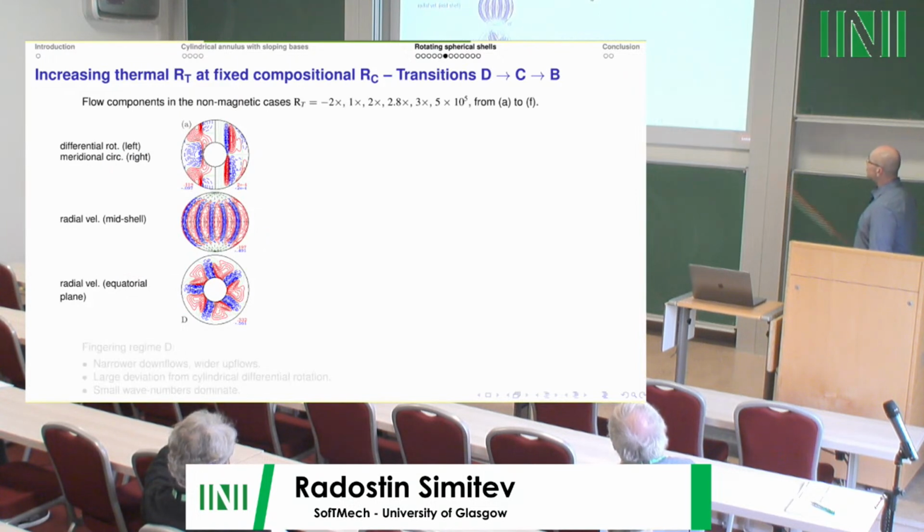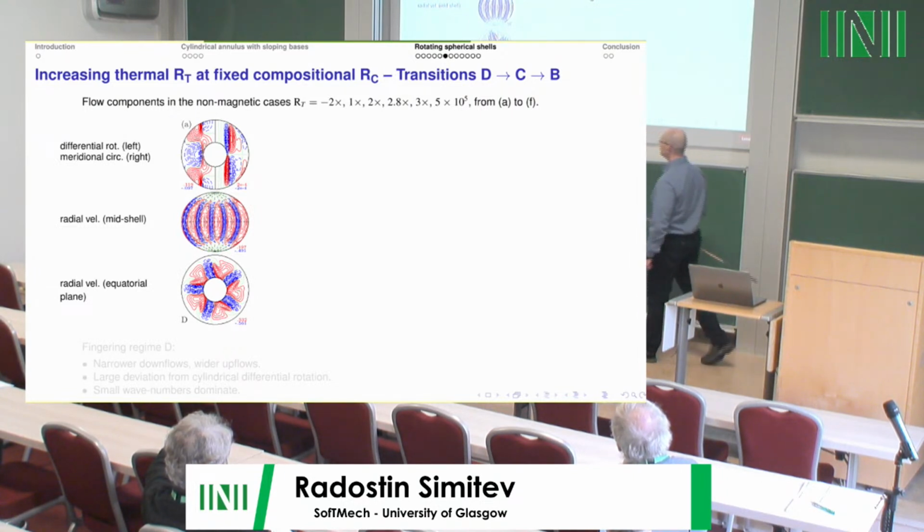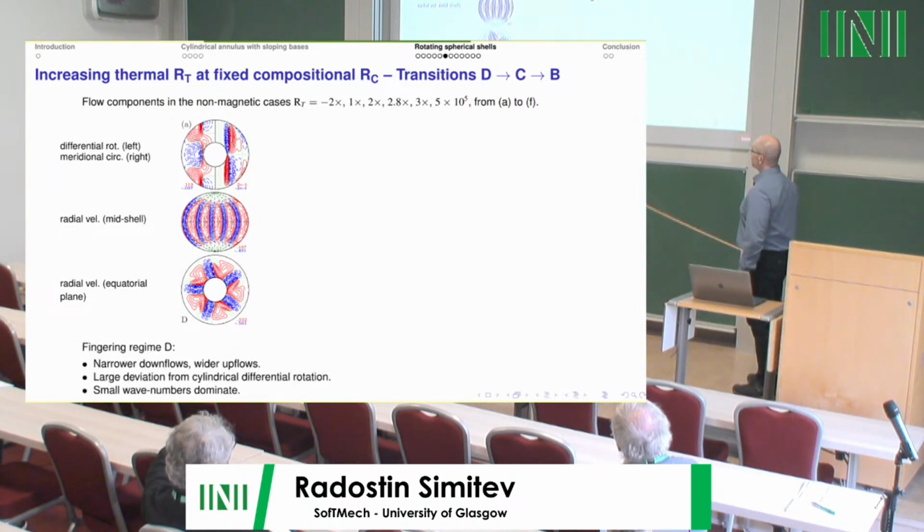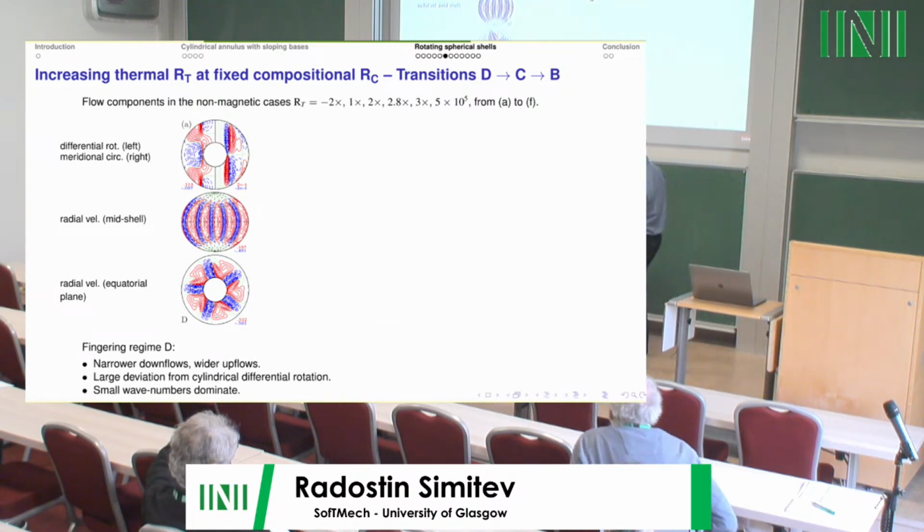Right, and what I'd like to do now is to illustrate some planforms and patterns of these convection and dynamo solutions. I'll do that by looking at plots of the differential rotation in this part of the meridional plane and the meridional circulation here to the right. I also look at the radial velocity on the spherical surface, at midshell, and in the equatorial plane in here. This is along one of the horizontal lines where we keep the compositional Rayleigh number fixed but increase the thermal Rayleigh number. The first picture is a pattern of convection in the fingering regime.